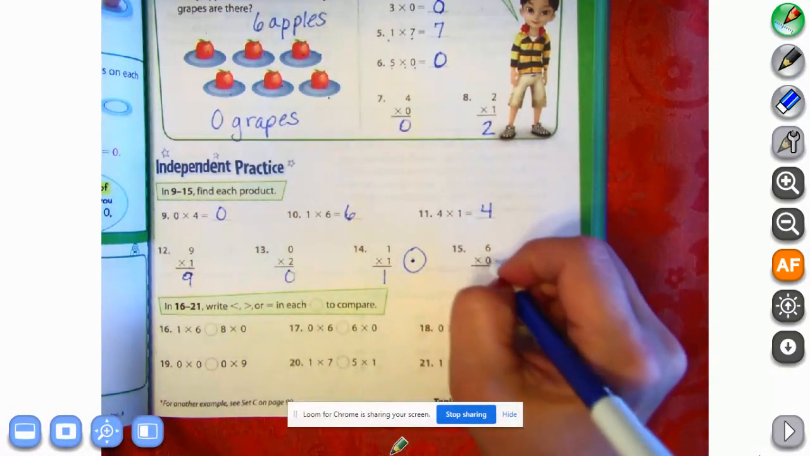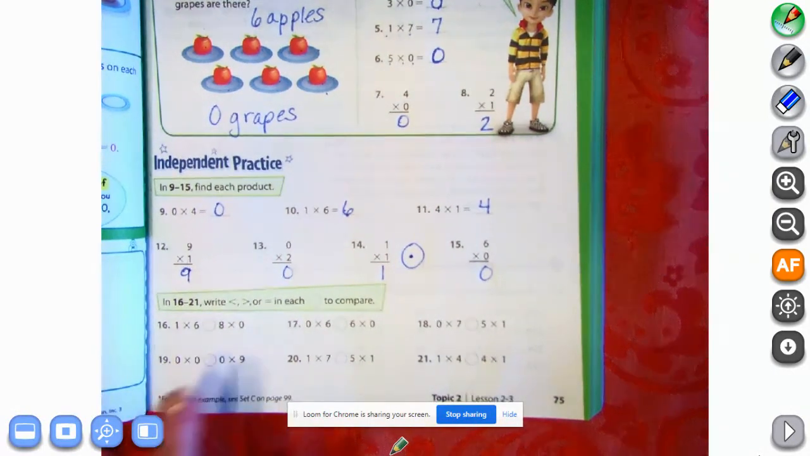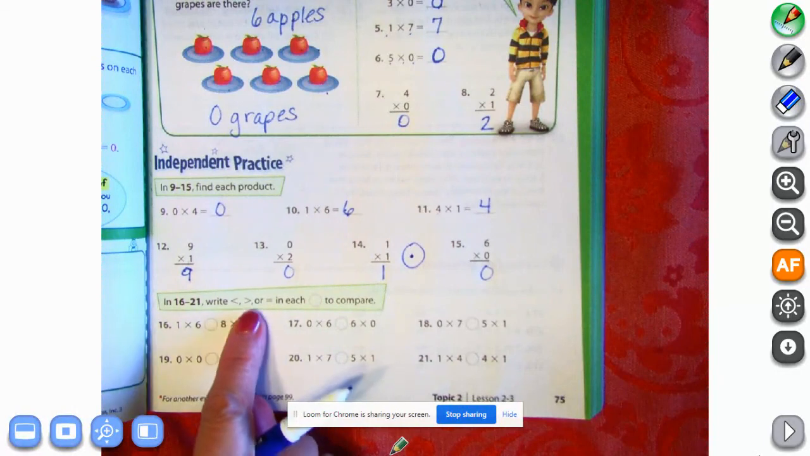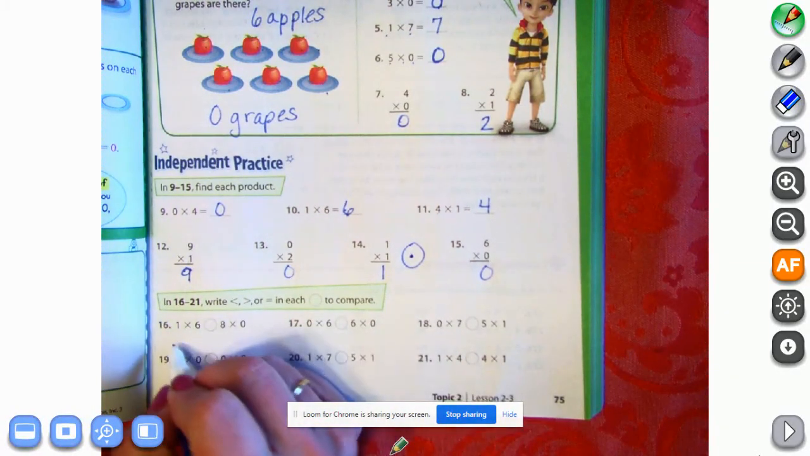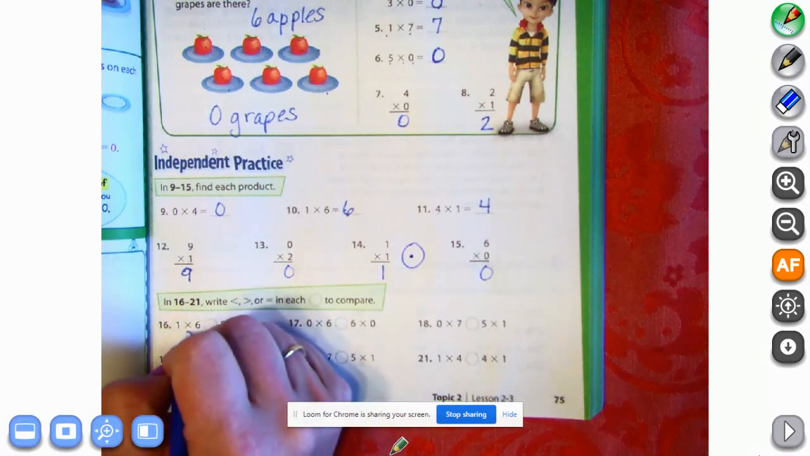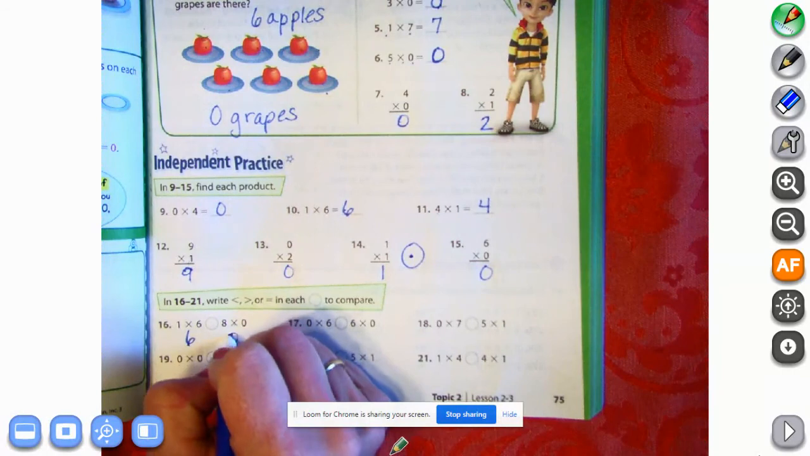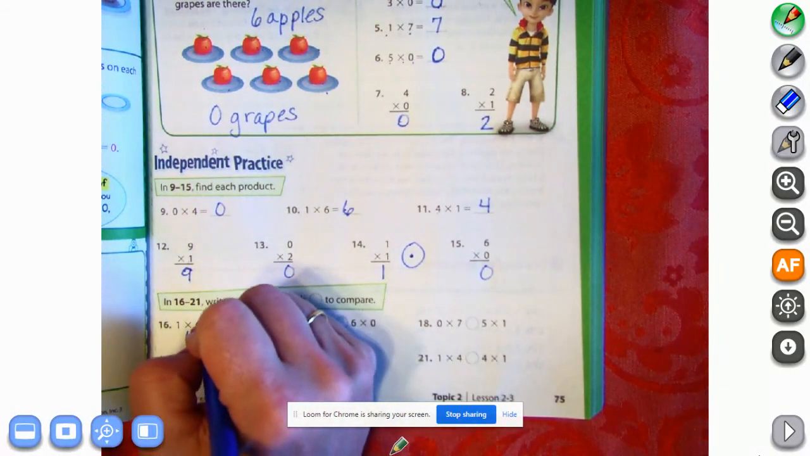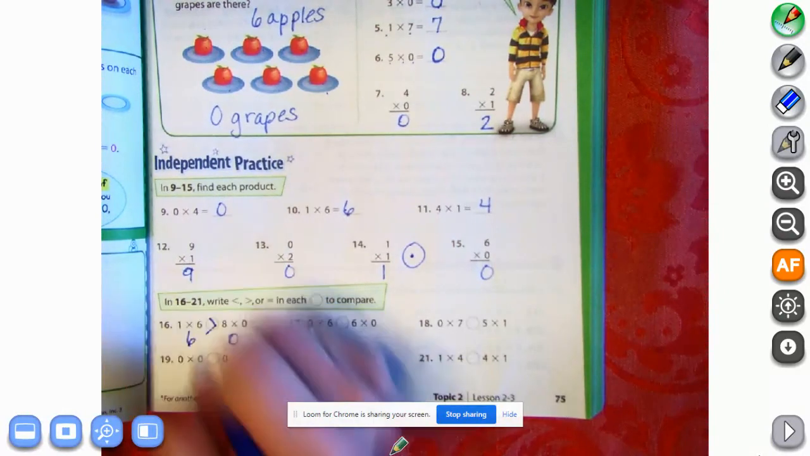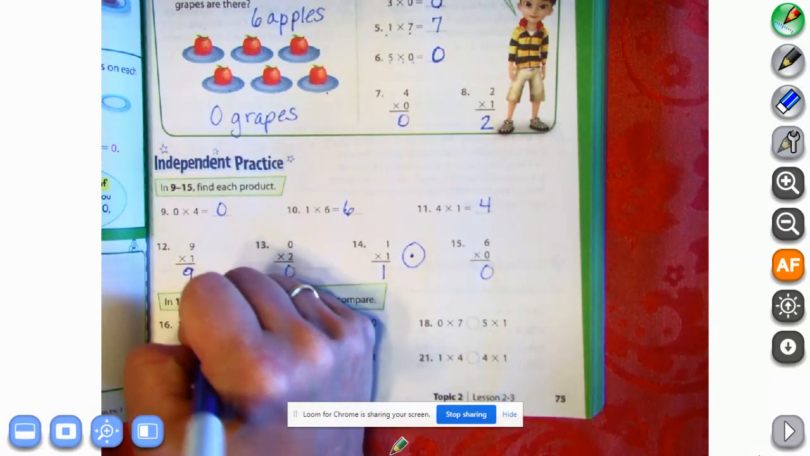Number 15, 6 times 0 is 0. All right, on the bottom part here, it says write greater than, less than, or equal to in each circle to compare. So what is 1 times 6? That is 6. What is 8 times 0? That is 0. Is 6 greater than, less than, or equal to 0? 6 is greater than. So we put that open mouth going towards the bigger number.